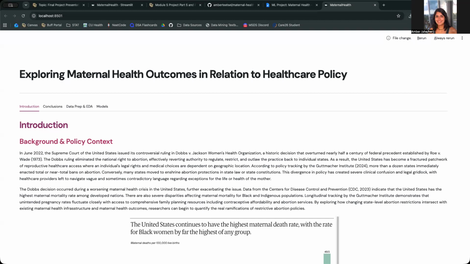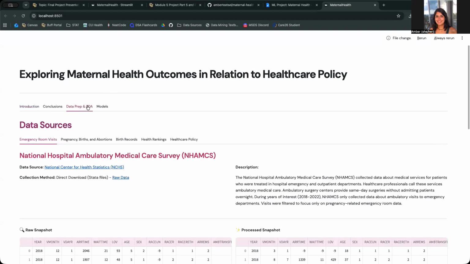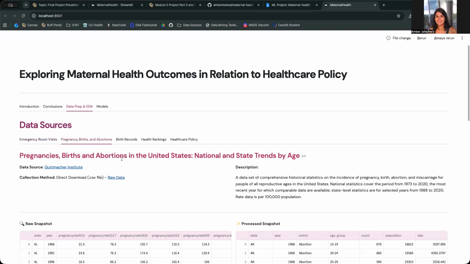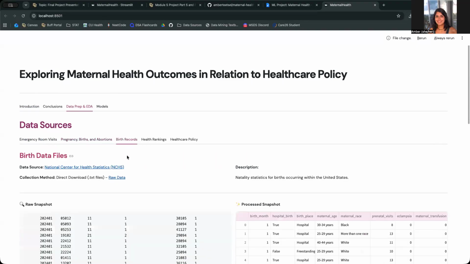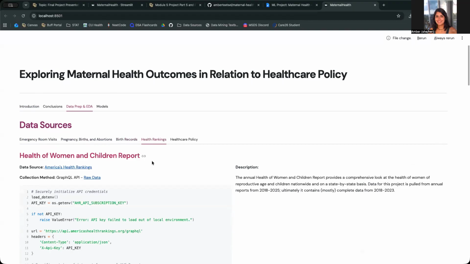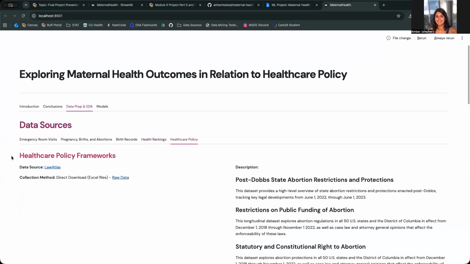To do this, I leveraged several different data sources, including emergency room visits from the CDC, historical data on rates of pregnancy, birth, abortion, and miscarriage in the United States going back to the 1970s, birth records from the CDC, data from the Health of Women and Children report by America's Health Rankings, and healthcare policy data from Law Atlas that tracks different restrictions or protections for abortion.